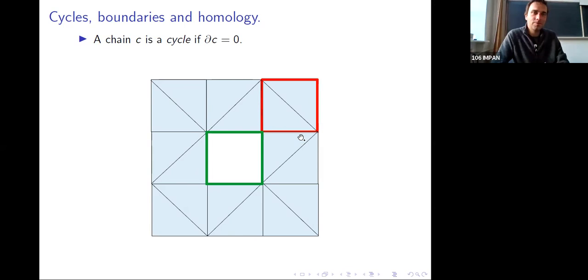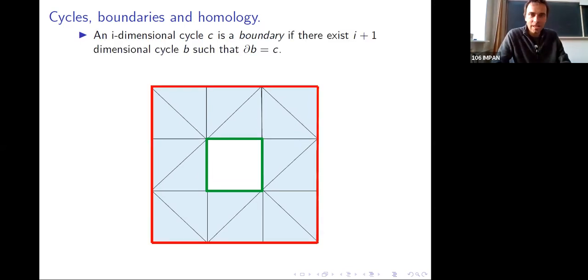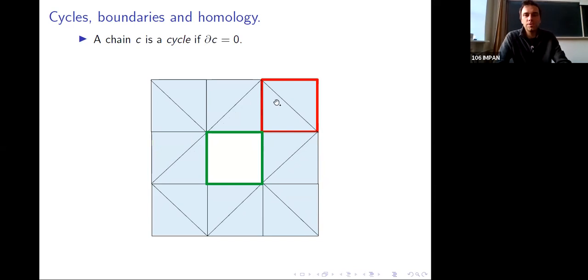And in order to actually quantify what the trivial means, let me define what's a boundary. So I have to move Jan a little bit away. Sorry, Jan. So an i-dimensional cycle C is a boundary if there exists a chain in dimension one higher, i plus 1, such that the boundary of this chain, it should be chain B, sorry, there is a typo, such that the boundary of B is equal to our cycle.